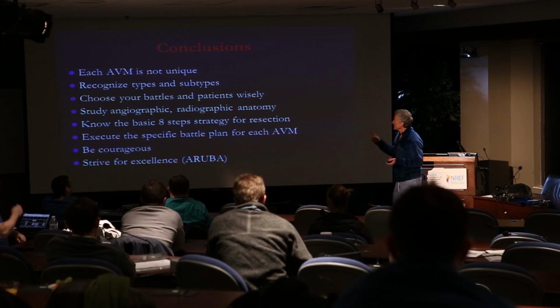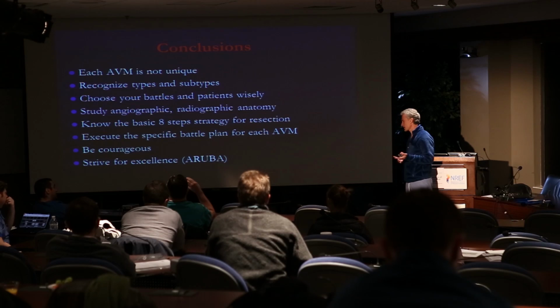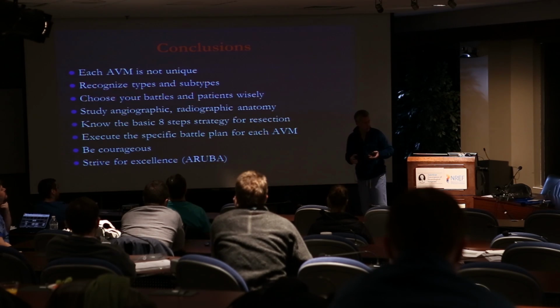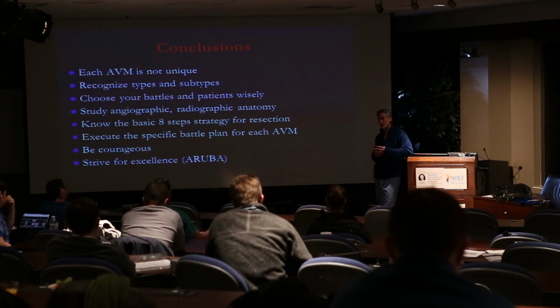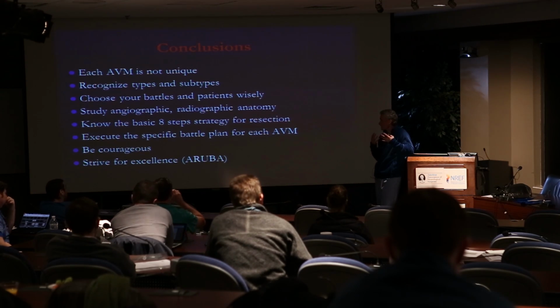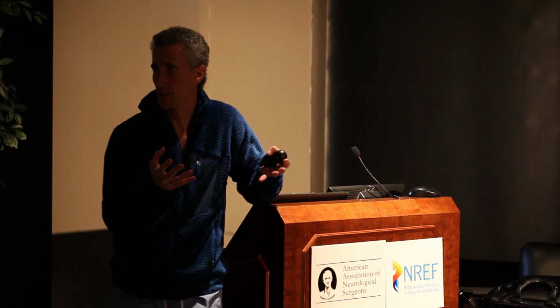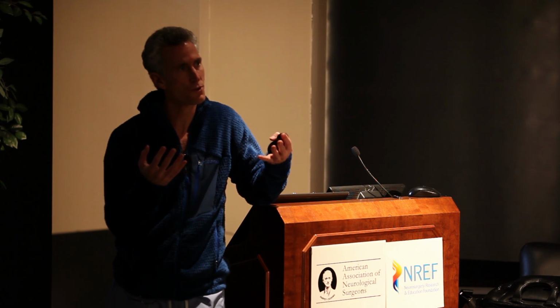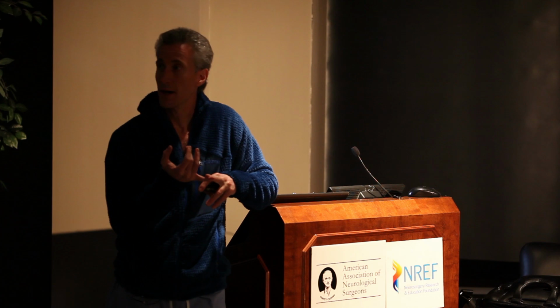Each AVM is not unique. This is a way that I used to think about AVMs. I used to think of them all as being different. But I think for you guys learning your techniques, gaining your confidence, what would be helpful is to think of them as not unique, as being all categorizable into these types and subtypes, so that when you come across one, you can go to the book and review that and think about the anatomy, more importantly, to give yourself a sense of your enemy.